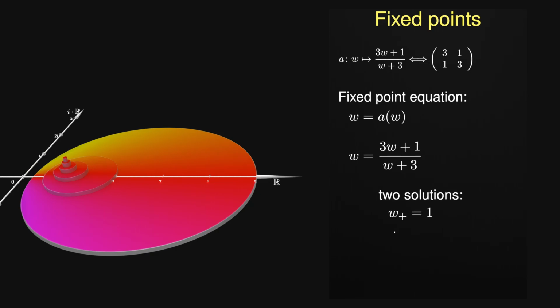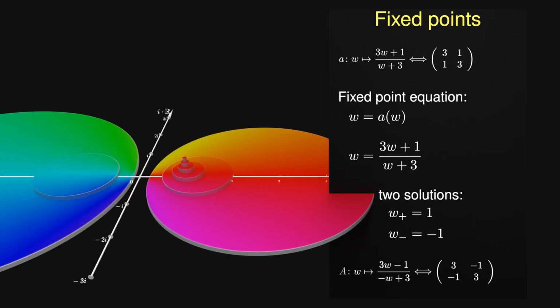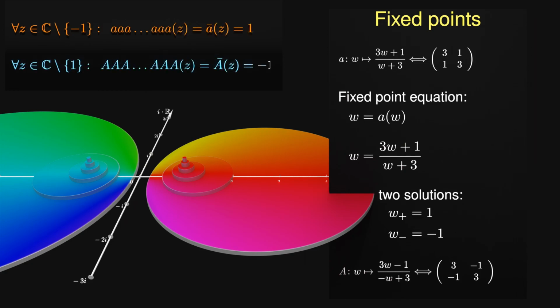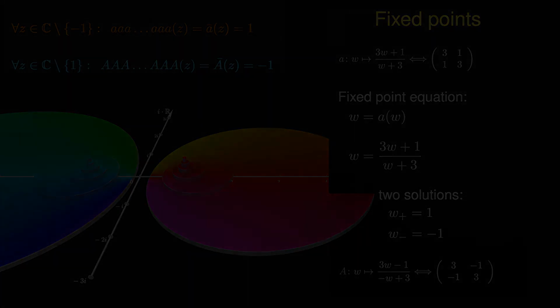In general, there are two of them, and one is attractive for the transformation and the other one is attractive for the inverse transformation. In fact, each of the fixed points corresponds to an infinitely long word consisting of the same letter. For instance, all letters A or all letters A inverse. Every point in the complex plane, except z equal to -1, will be mapped to 1 when the transformation A is applied repeatedly forever. Similarly, every point in the complex plane except z equal to 1 will be mapped to -1 when the inverse transformation A is applied infinitely many times.